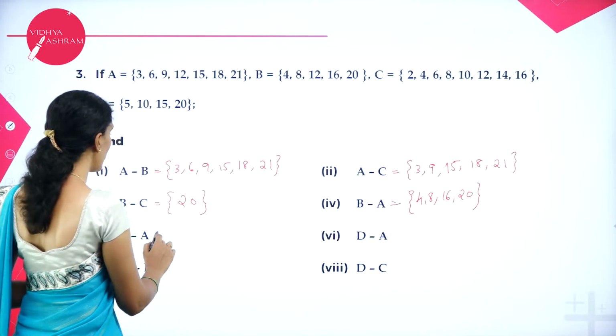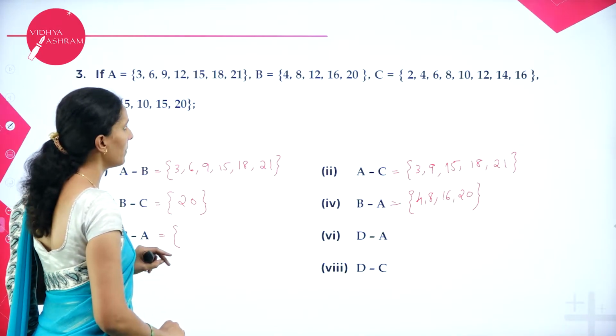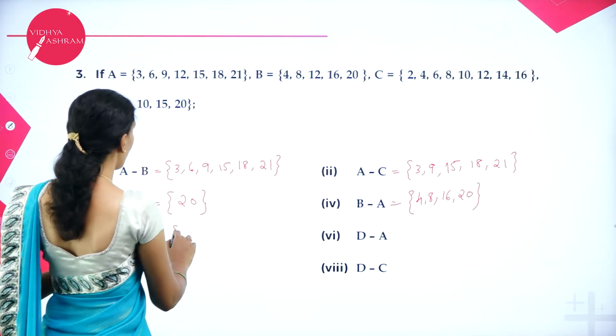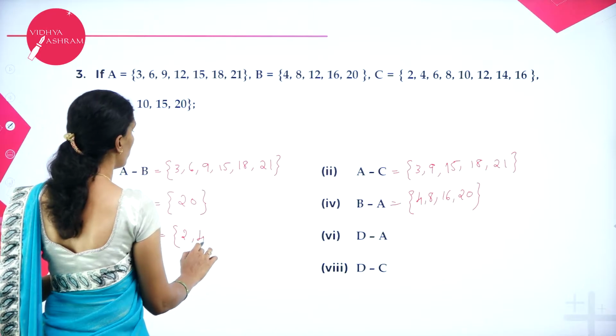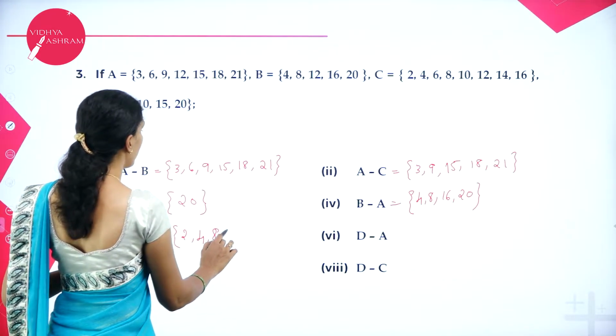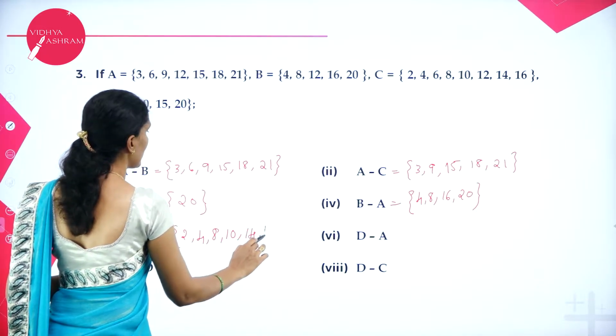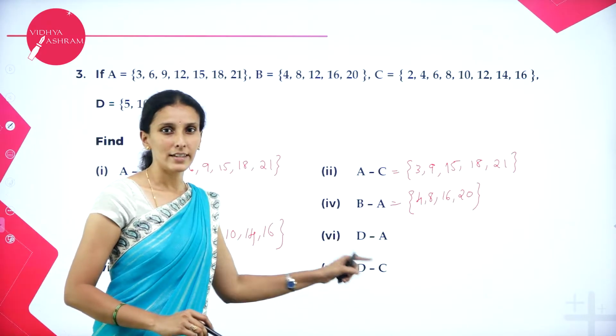Next, C minus A. So remove the common elements which are in A. I can write 2, I can write 4, I cannot write 6, I can write 8, 10, 12 I cannot write, 14 and 16.